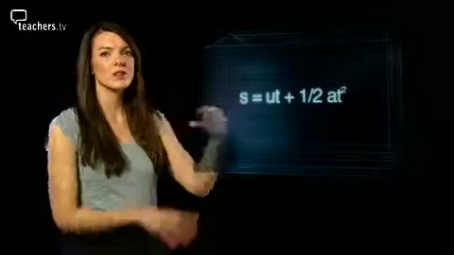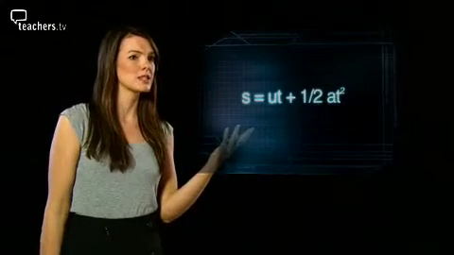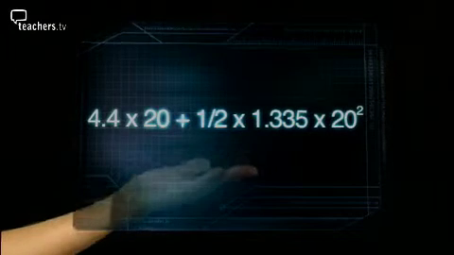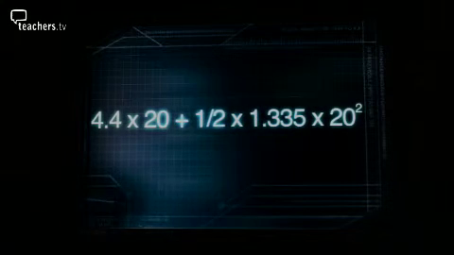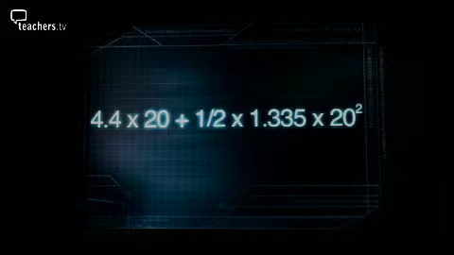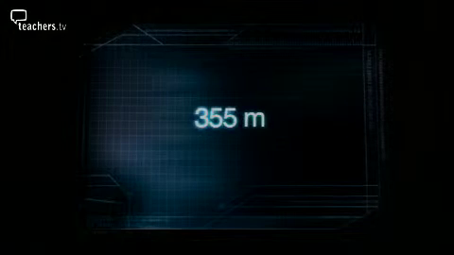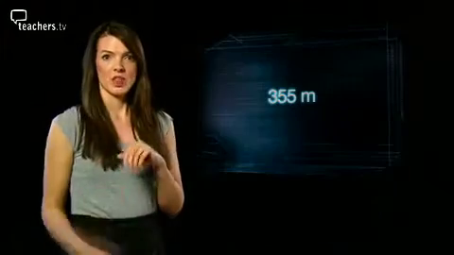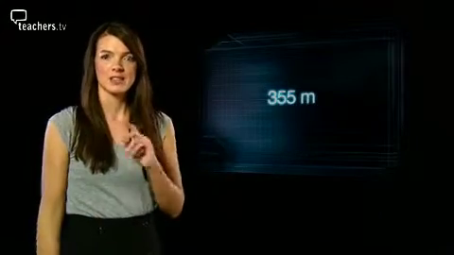So let's put all of those figures in and we get a distance of, you ready for it? 4.4 times 20 plus half times 1.335 times 20 squared, which comes to, thank you computer, 355 meters. So that means that the aeroplane needs 355 meters to take off. Now let's talk to Dave.